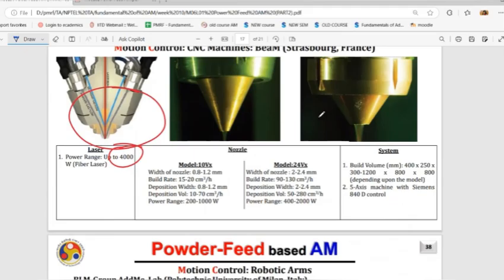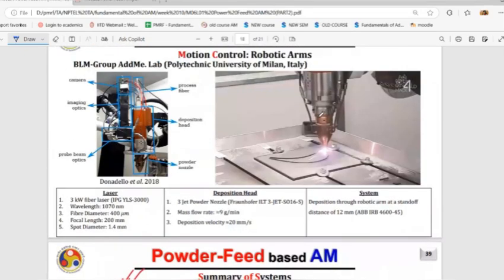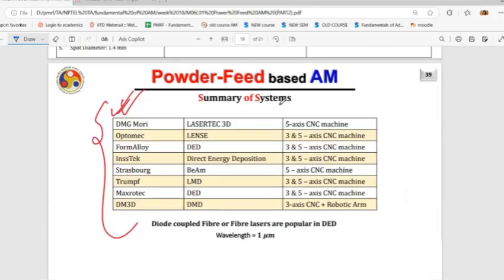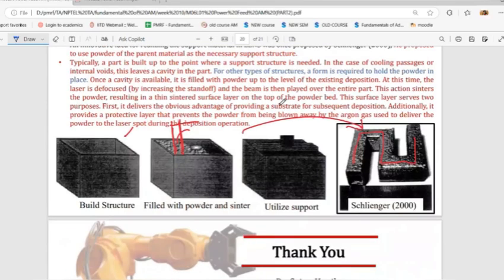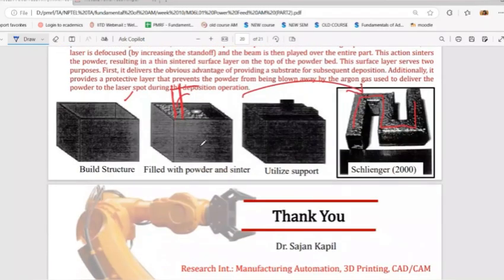That one is a 45-degree nozzle, and that is a 60-degree nozzle. As I said, one is used where carrier gas is a must to flow the powder. In another case, gravity is enough to flow the powder after it reaches the nozzle. So these are a few parts printed using powder DED.